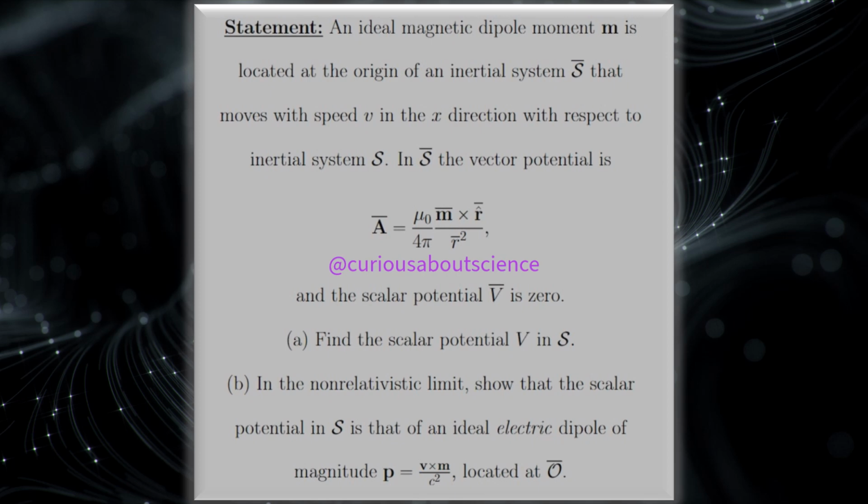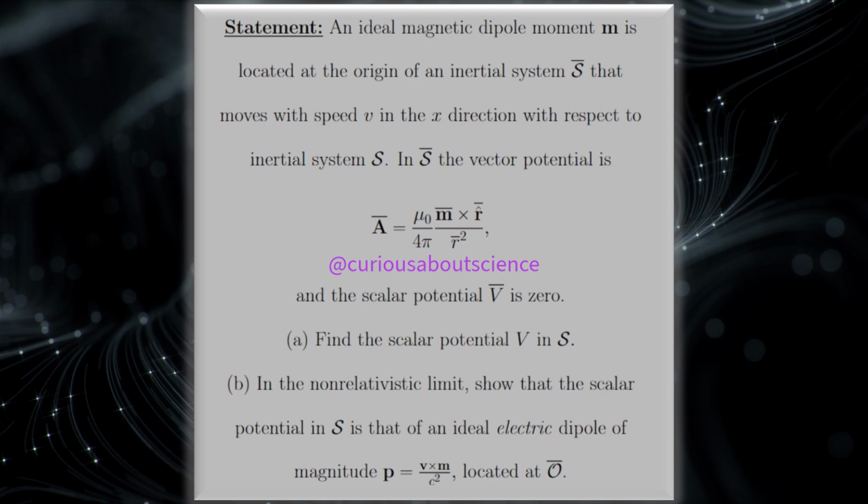Welcome back. Of course, we can't talk about all these transformations without touching on a dipole term, and the vector potential thereof. So the statement reads: an ideal magnetic dipole m is located at the origin of inertial system S bar that moves with speed v in the x direction with respect to system S. In S bar, the vector potential is A bar equal to mu naught over 4 pi, m bar cross r hat bar, over little r bar squared.